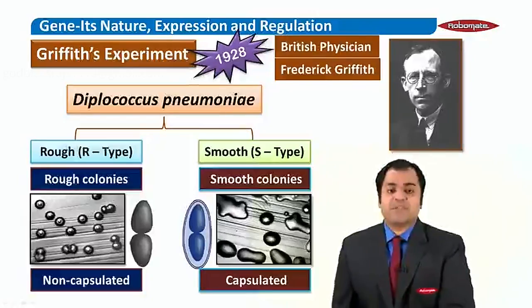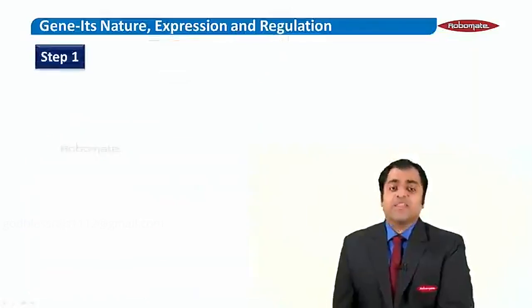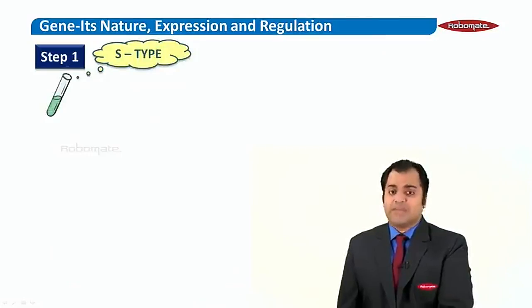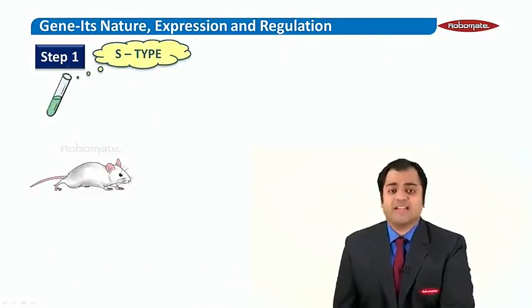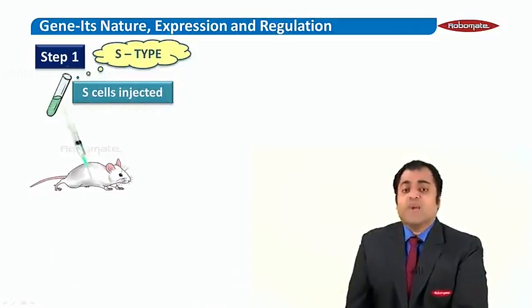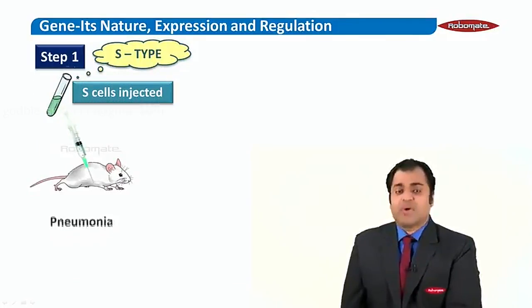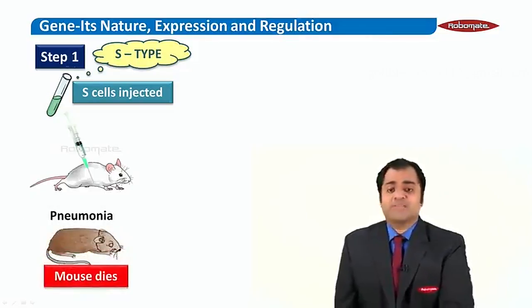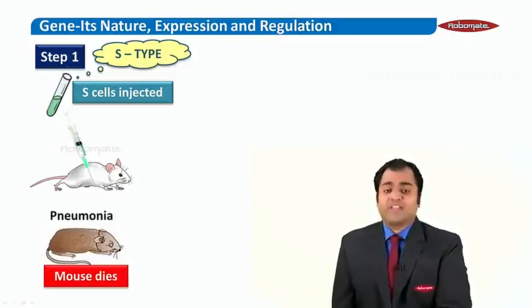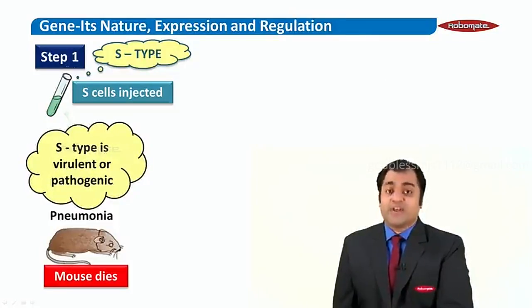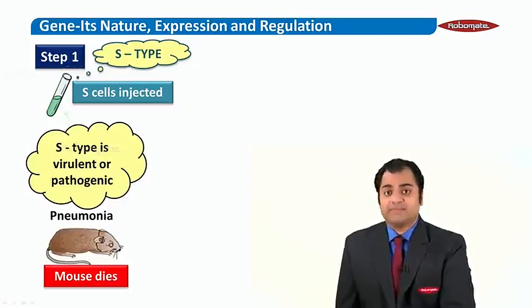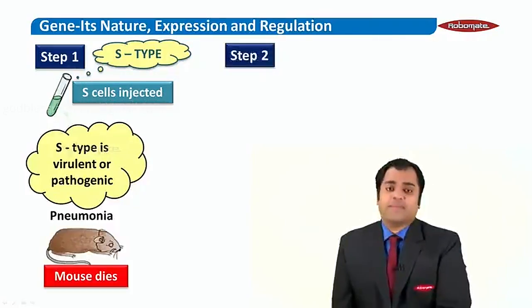He conducted his experiments in 4 different steps. Let us see these steps ahead. In the first step, what he basically did was he took an inoculum containing the S-type bacteria and he injected these cells into a healthy mouse. Now, when the S cells were injected in the healthy mouse, the mouse developed pneumonia. And because of pneumonia, the mouse actually died. And then Griffith concluded that the S-type bacteria is virulent, which means it causes death, or pathogenic because it causes the disease pneumonia.